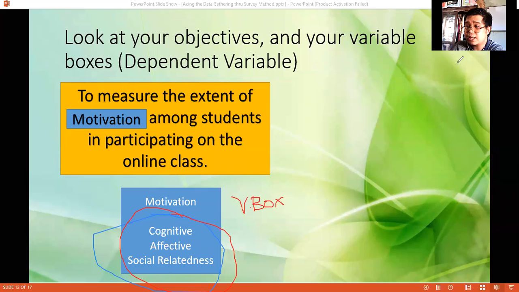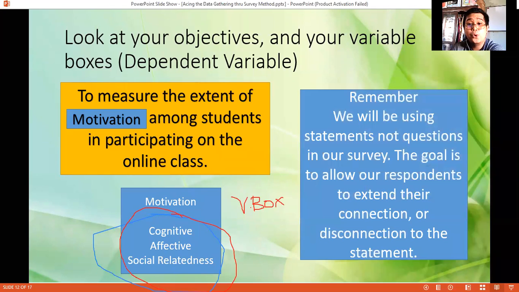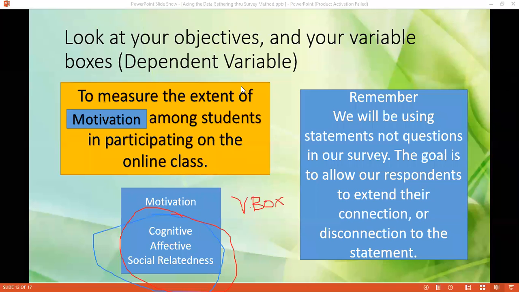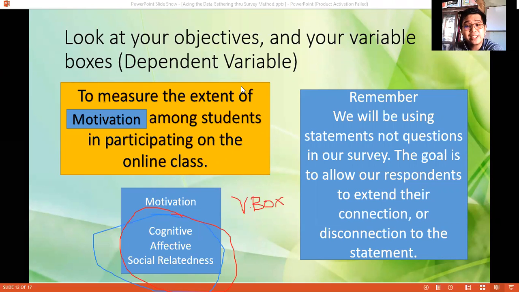What we shall do next is, remember, we will be using statements, not questions in our survey. That is one of the most important things to remember. Okay? Take a screenshot of that. Remember, we will be using statements, not questions in our survey. The goal is to allow our respondents to express their connection or disconnection to the statement, their satisfaction or dissatisfaction to the statement. Okay? We will use statements.